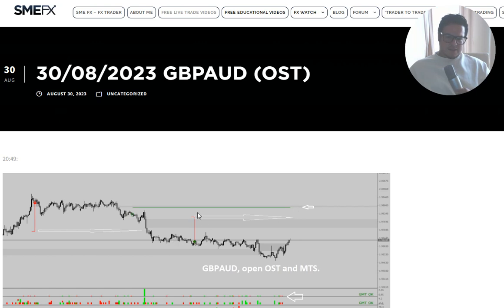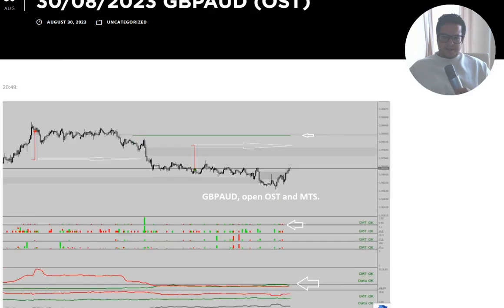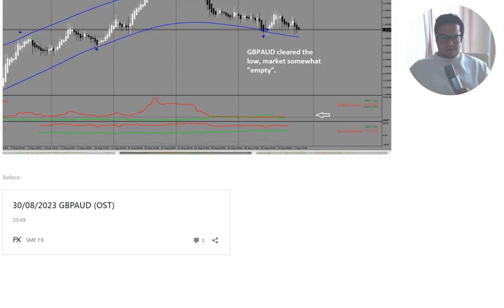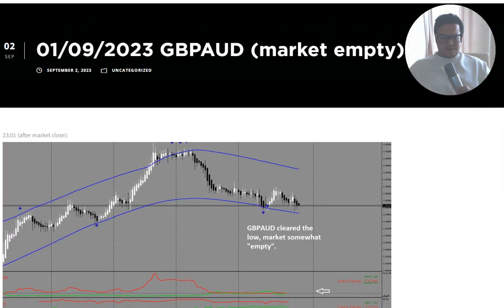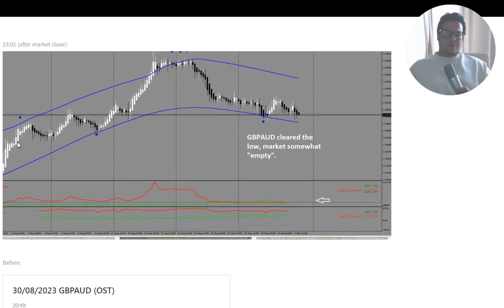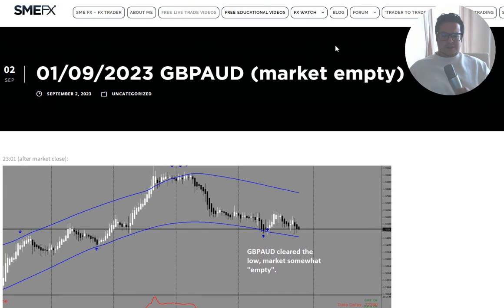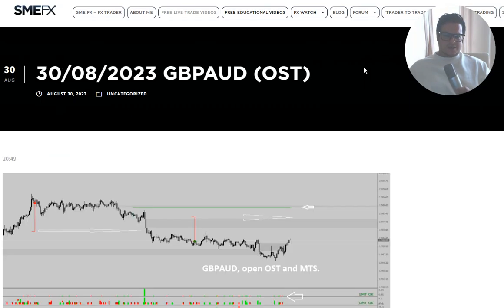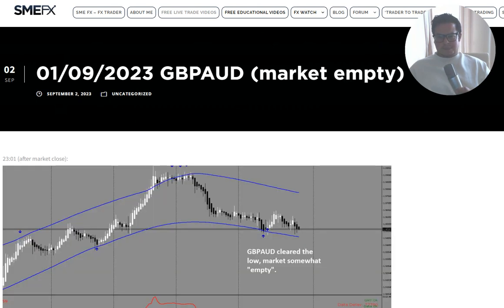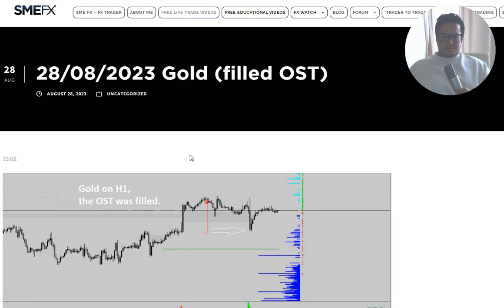I took a long trade towards the OST and MTS. However, it first went down a bit. I mean, it did an up move and then went down, so I reduced a bit, but I still had long positions, and you see overall the price chart came up a lot, and the market is very empty. So let's see whether I can do next week a long trade, at least to the OST. That one was a bit tricky.